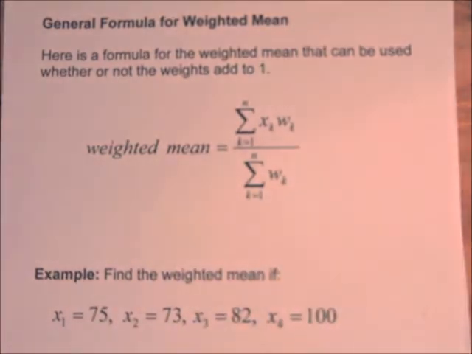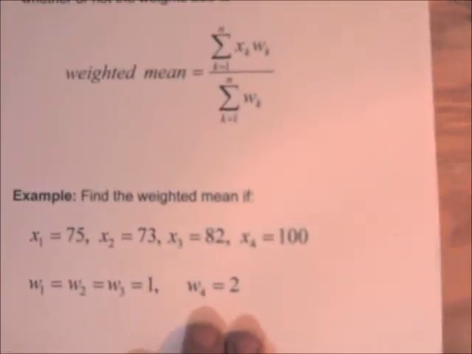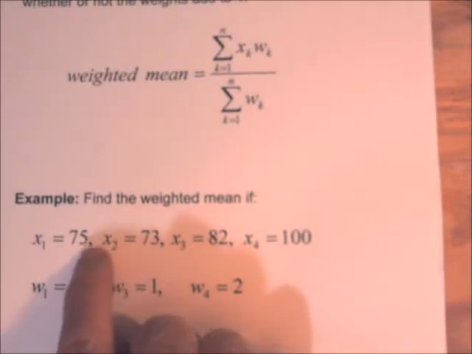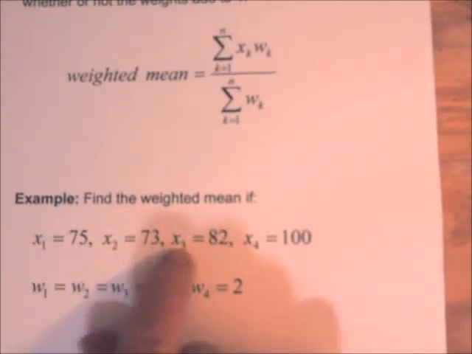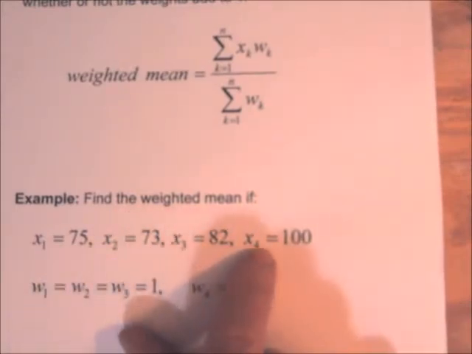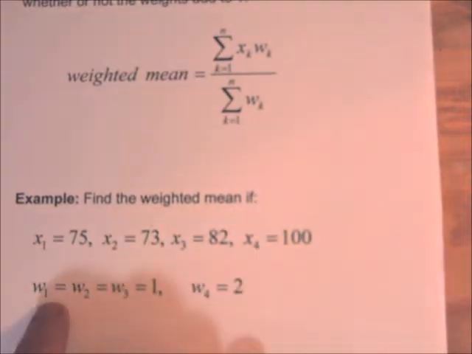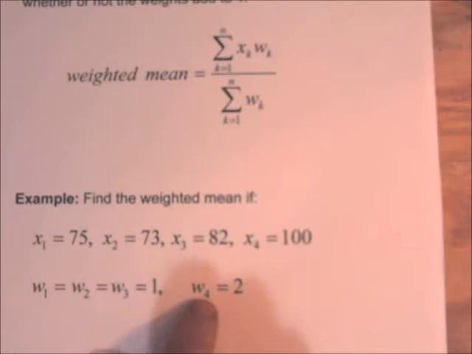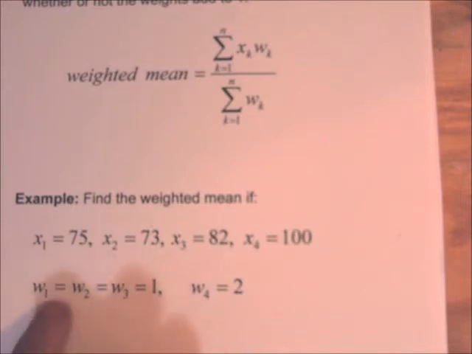Example: find the weighted mean if x1 is 75, x2 is 73, x3 is 82, and x4 is 100. And the weights, w1 equals w2 equals w3 equals 1, and w4 is equal to 2. So if these were exam scores, the first 3 exams would each be weighted 1, and the final exam is weighted double. Okay, so let's plug into the formula.